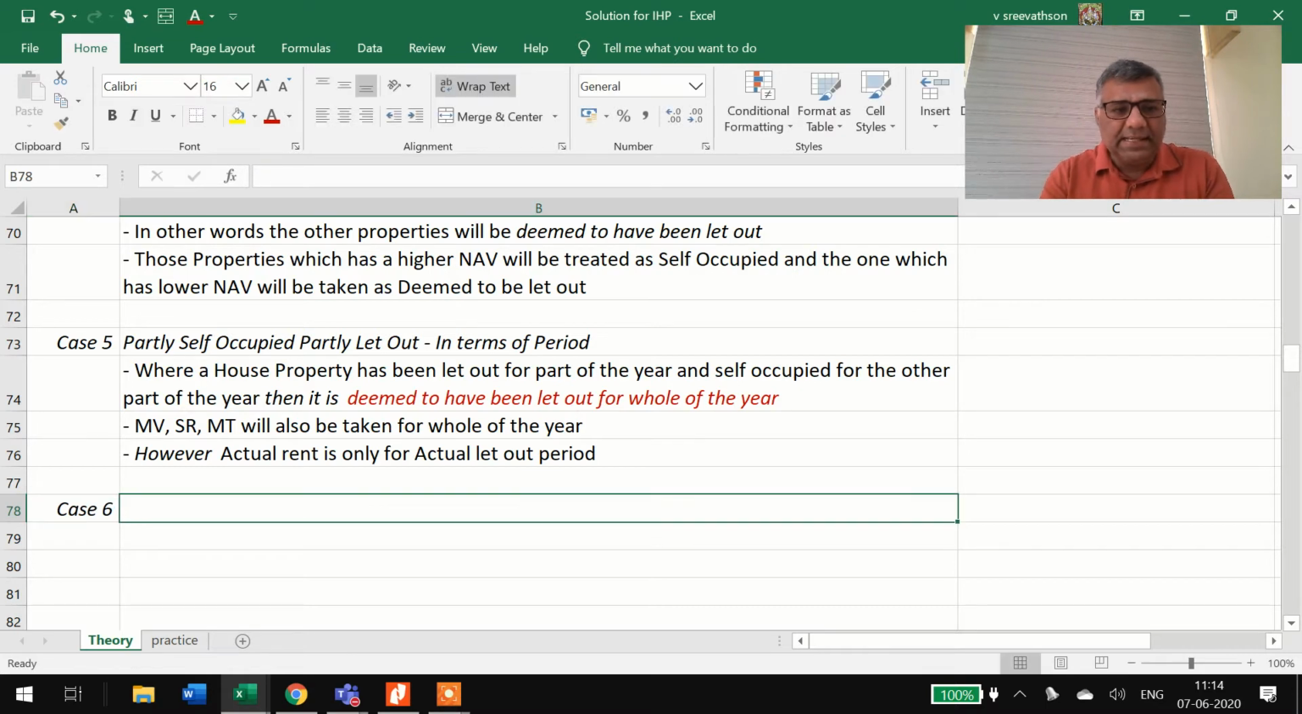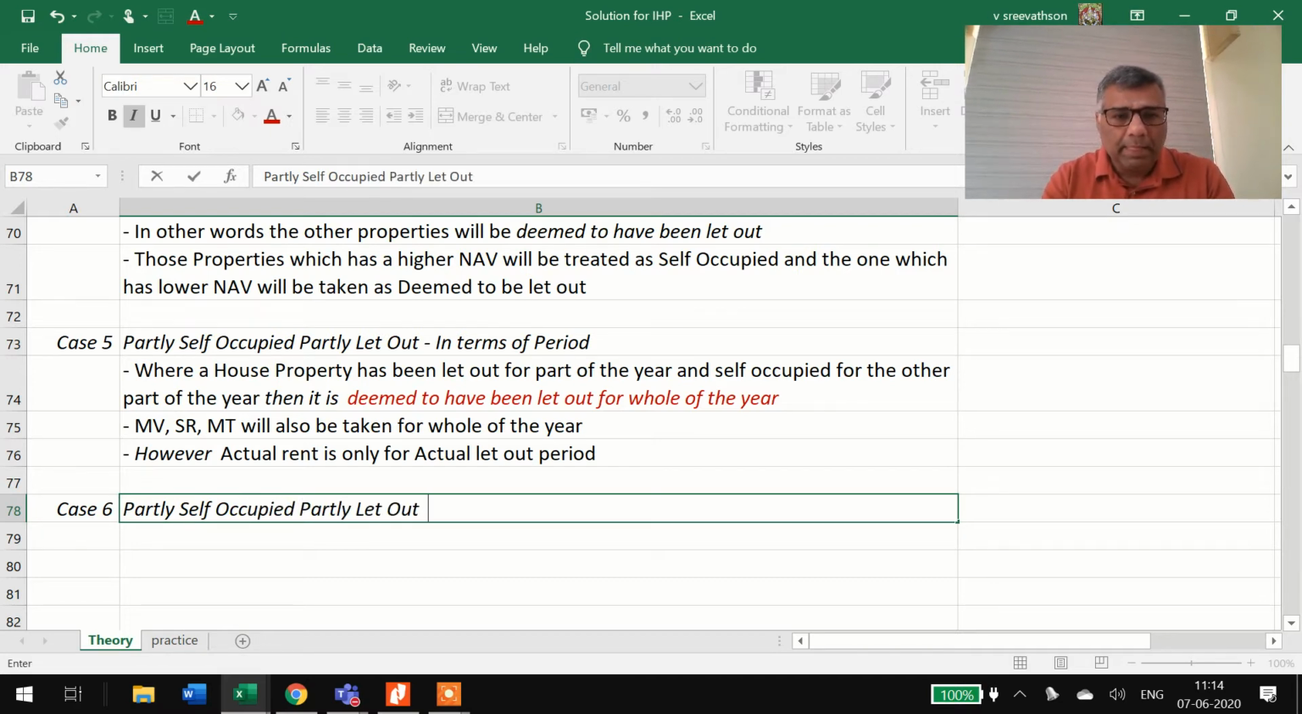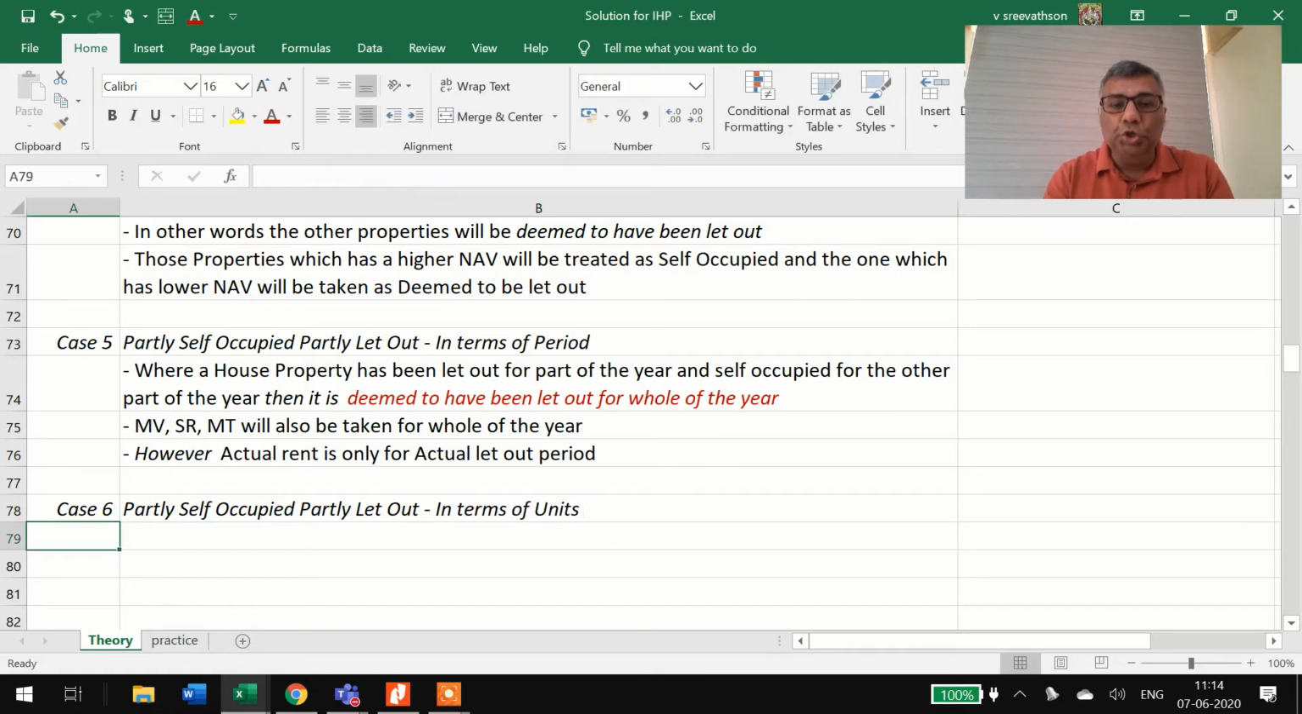Case 6. Back to theory notebook. Partly self-occupied, partly let out in terms of units.